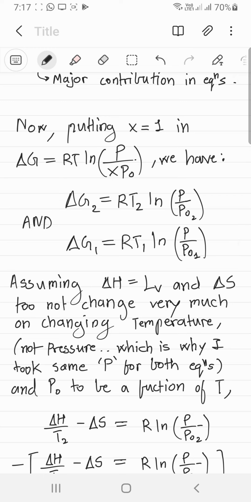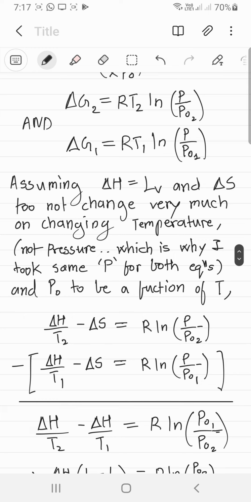Now putting X equal to 1, we get this equation, that delta G equals RT natural log of P upon P naught, and then you have these two equations for two different temperatures. So for different temperatures, you have different delta G's for this pressure P, and you also have different P naught values.